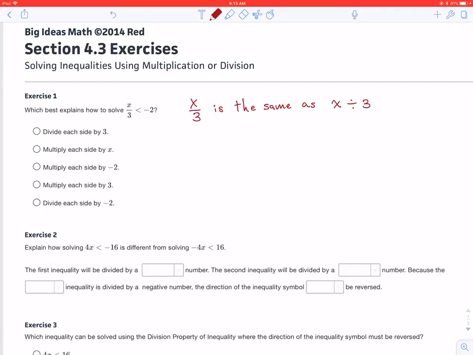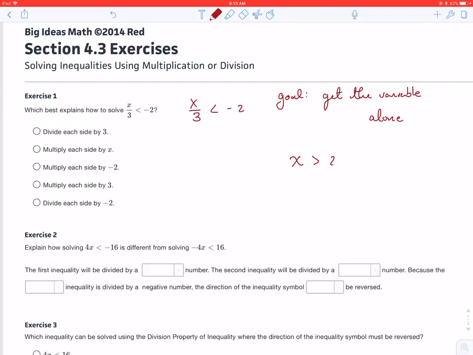So we've got this question asking us, what's the best way to explain how to solve this? So in that case, we need to know how to solve this. Well, the goal for solving any inequality is to get the x by itself, get the variable by itself. Because when we get the variable alone, this tells us what values the variable can be to get a true statement when we actually solve out for the inequality.